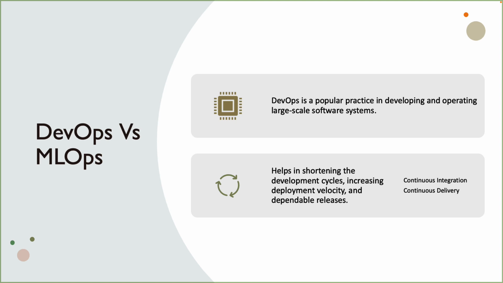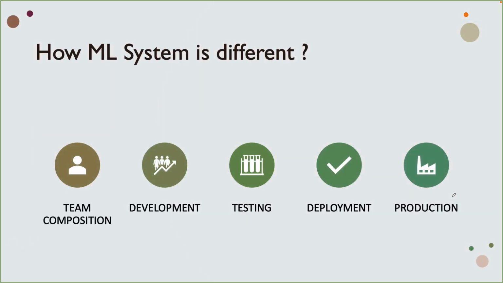Now, you might think we can apply this DevOps approach onto a machine learning system, because that's also a software system, isn't it? But there are some key challenges in machine learning. One of the major differences that we observe in a machine learning project is team composition. You will have a team of data scientists, a team of infrastructure, and a team of software engineers. So team members from various domains will be working in a team.